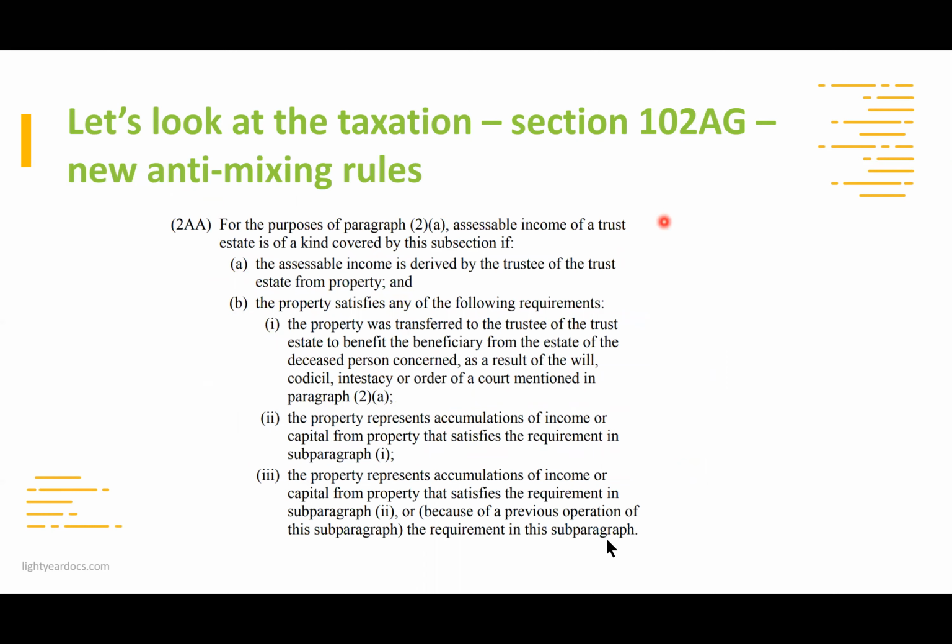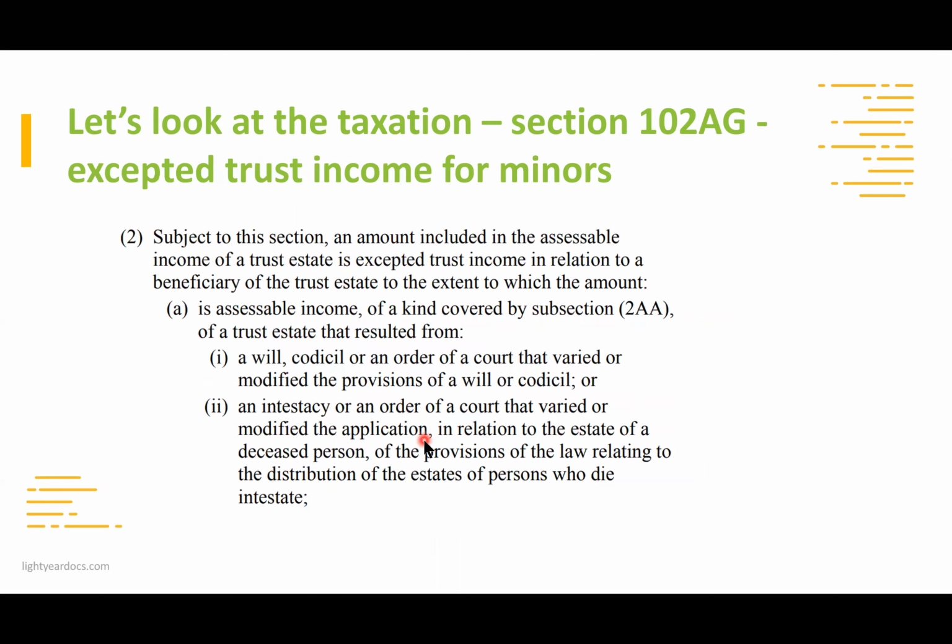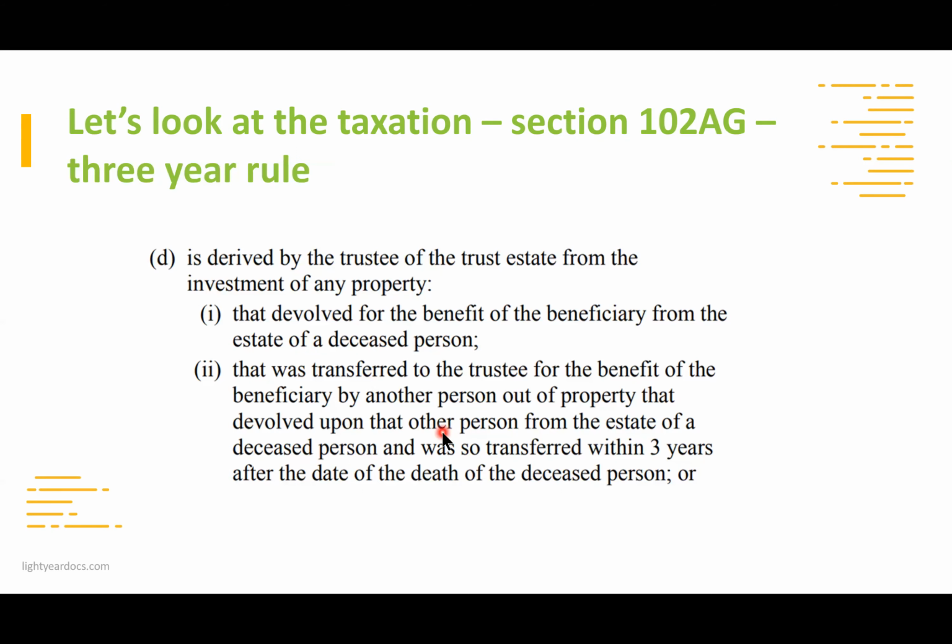And just note, which is quite interesting, this provision here only applies to what I call testamentary trusts that flow from the estate. So Section 102AG also applies to the following trusts. Income derived by the trustee of the trust estate from the investment of any property that devolved for the benefit of the beneficiary from the estate of the deceased, that was transferred to the trustee for the benefit of the beneficiary by another person out of property that devolved upon that other person from the estate of a deceased person, and was so transferred within 3 years after the date of the deceased person's death.